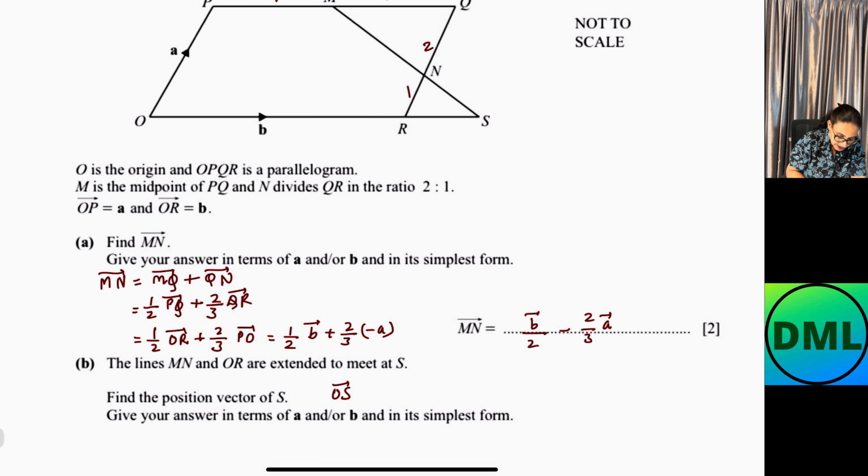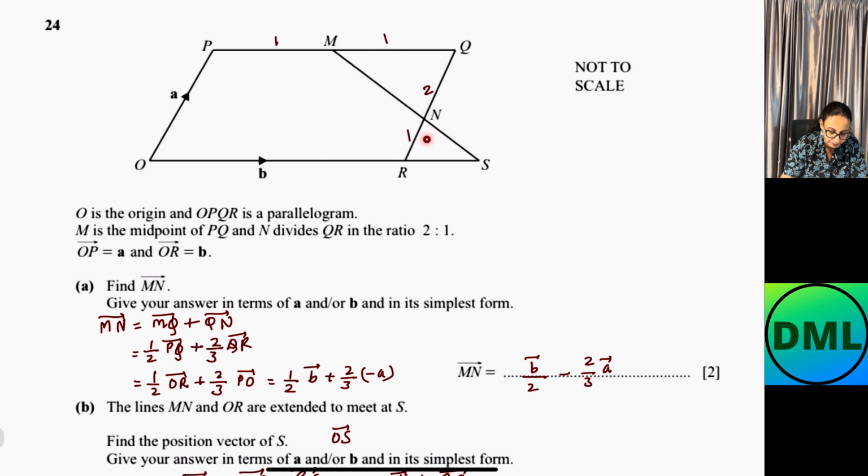The vector OS is written as OR vector plus RS vector. OR vector is vector B. So this will be vector B plus RS vector. I need to express RS vector in terms of OR vector. For that, I need to prove the similarity between this triangle and this triangle. As you can see that QN and NR are in the ratio of 2:1. So MN and NS should be in the ratio of 2:1. And MQ and RS should be in the ratio of 2:1.